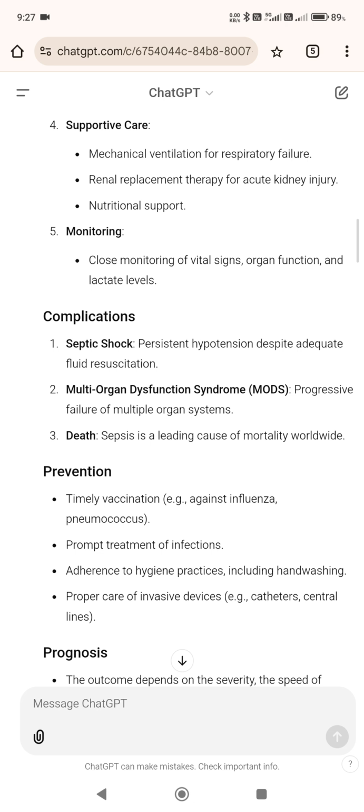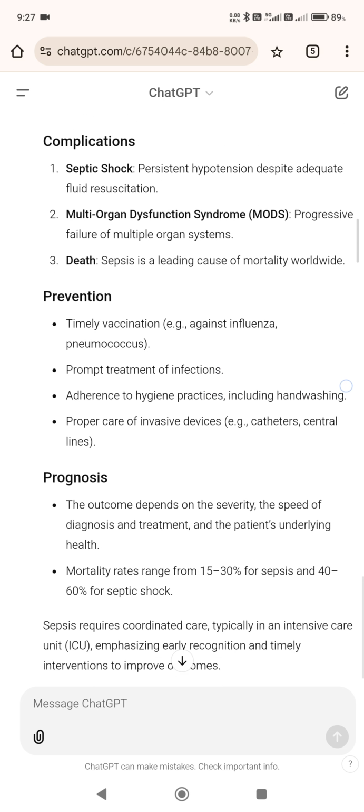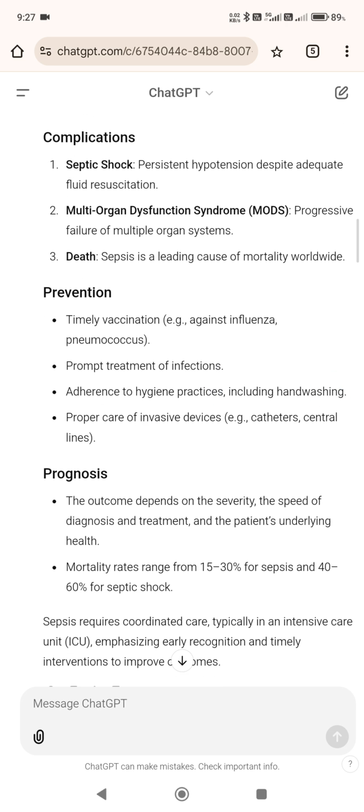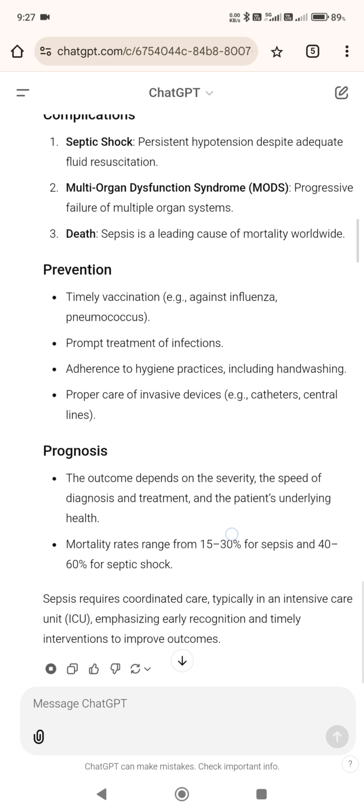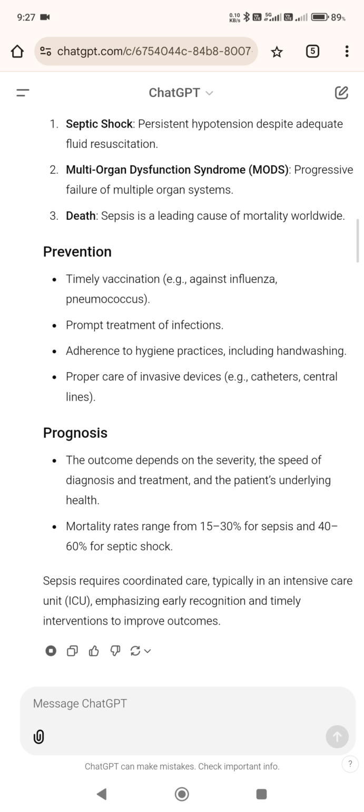Complications. 1. Septic shock: persistent hypotension despite adequate fluid resuscitation. 2. Multi-organ dysfunction syndrome: progressive failure of multiple organ systems. 3. Death. Sepsis is a leading cause of mortality worldwide.